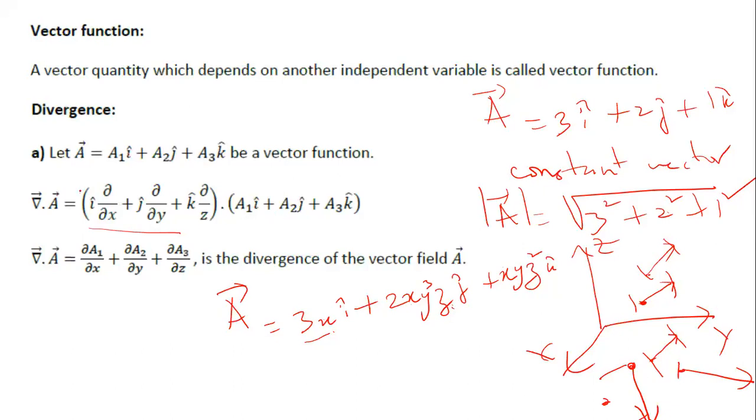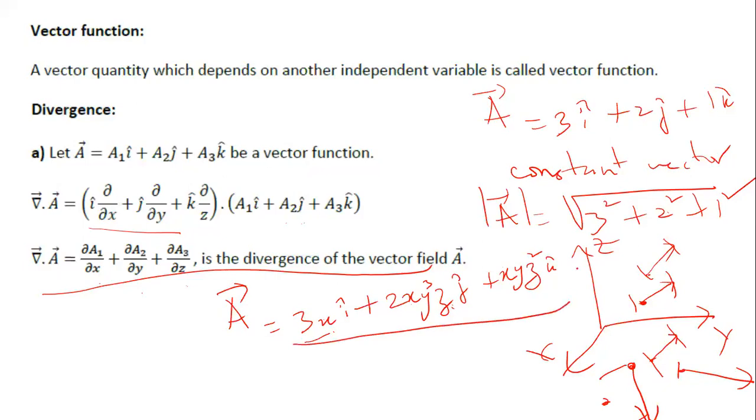And when it operates on a vector quantity, that means when there is a dot product between this vector operator, the del operator, and this vector function, I dot I is 1. So that means del A1 upon del x, del A2 upon del y, del A3 upon del z. This is called the divergence of the vector field A.